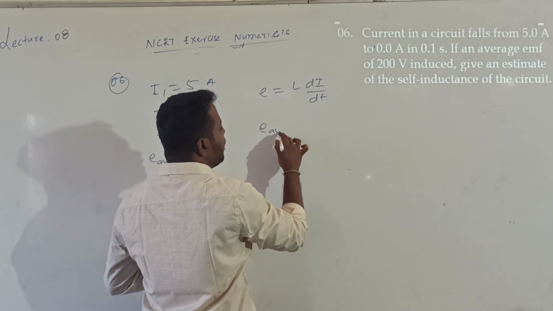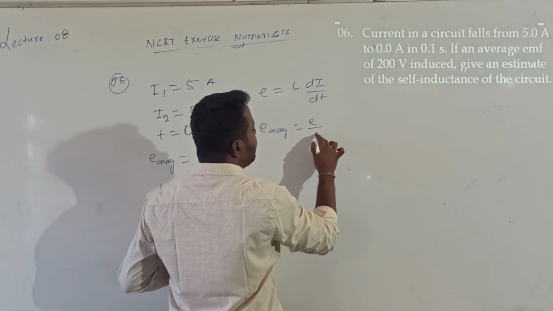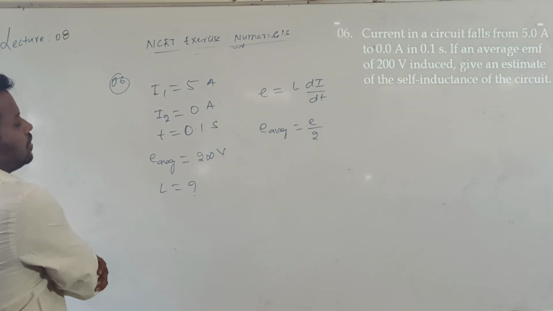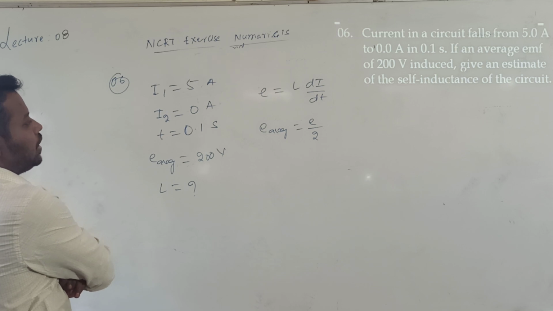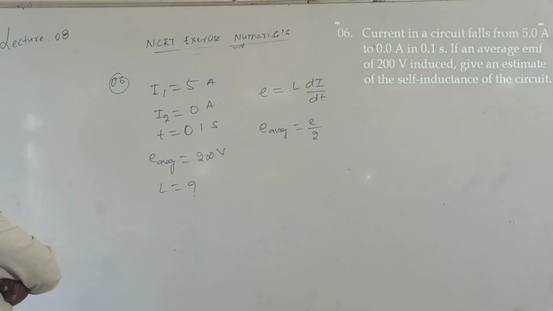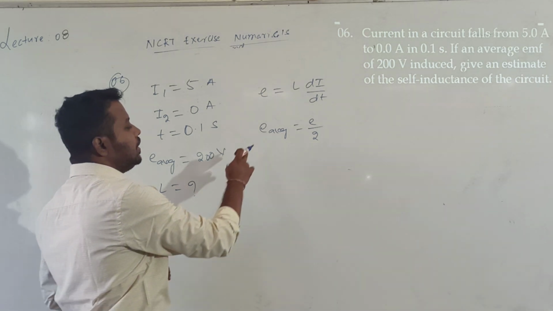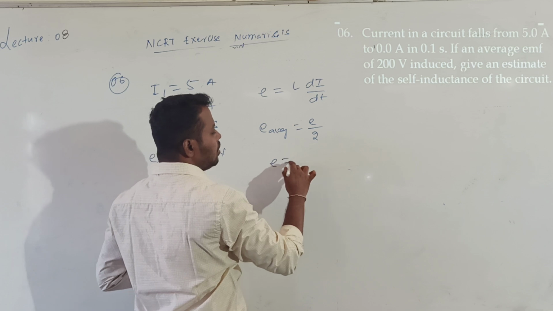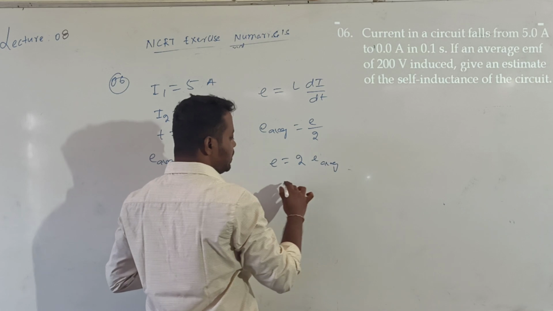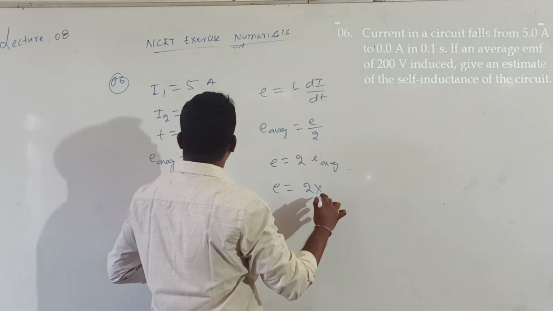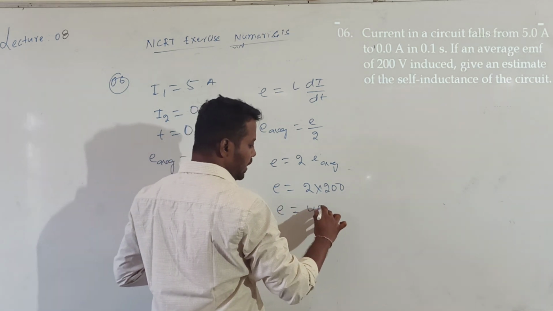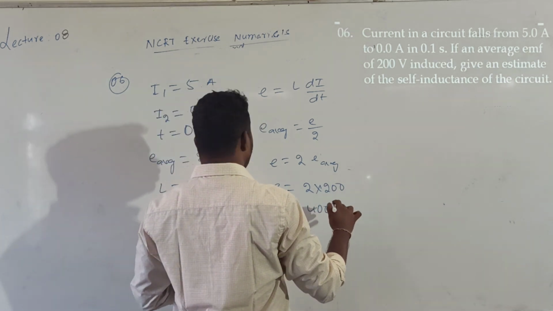Actually they gave E average. E average value is equal to E by 2, since the average value is 1 by 2, so here I need to multiply with 1 by 2. E average is equal to E by 2. Then E is equal to 2 into E average, which is 2 into 200. Then the E value is 400 volt.